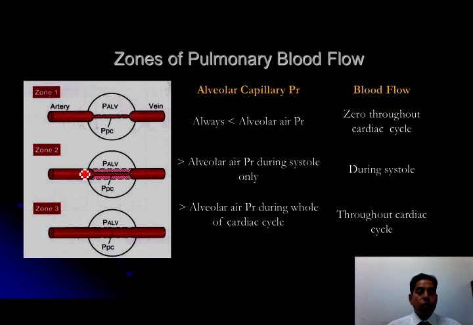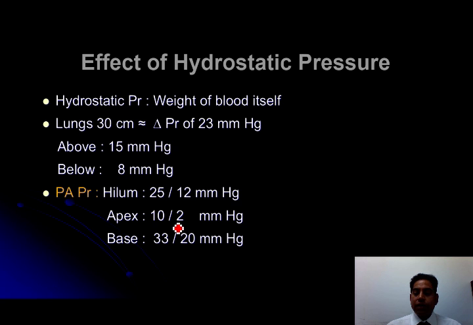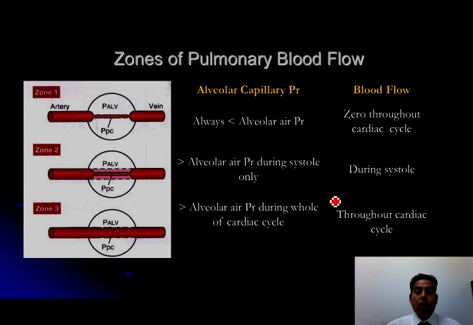Now look at zone 2, which is the middle layers. Here the alveolar pressure is more during systole only. So in this case the blood flow will occur mostly during systole. Whereas in zone 3, the alveolar capillary pressure is always more than the alveolar air pressure throughout the cardiac cycle. So the blood flow at the bases of the lungs will occur throughout the cardiac cycle.